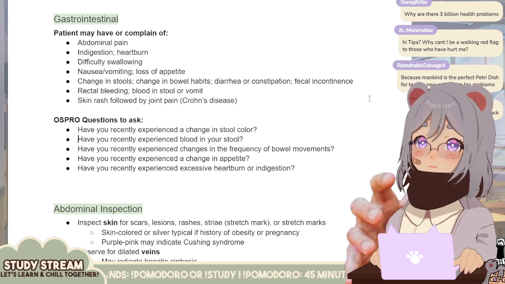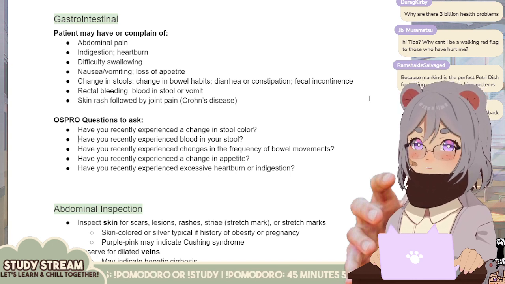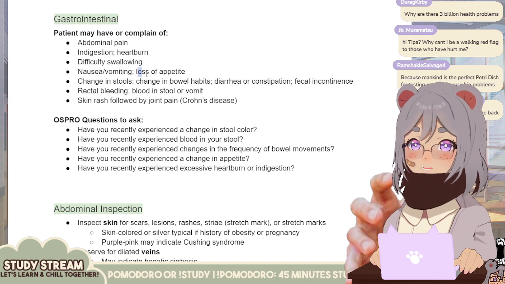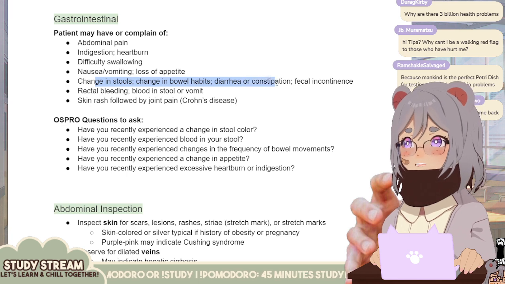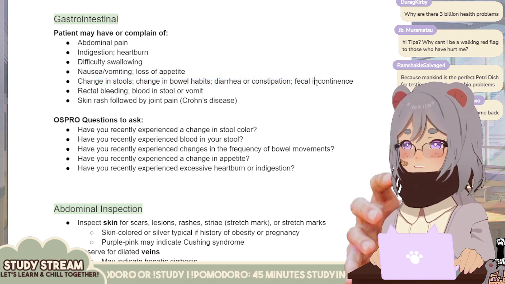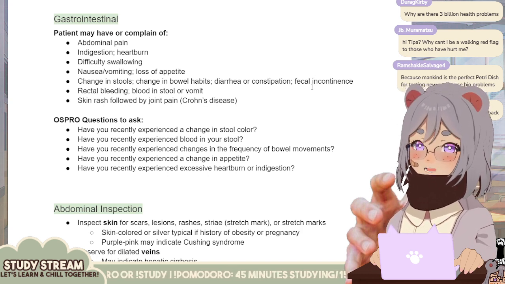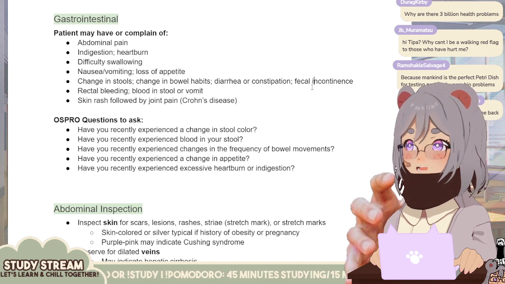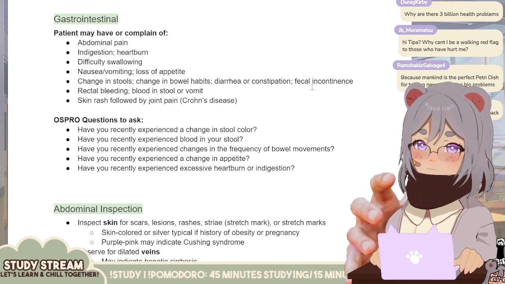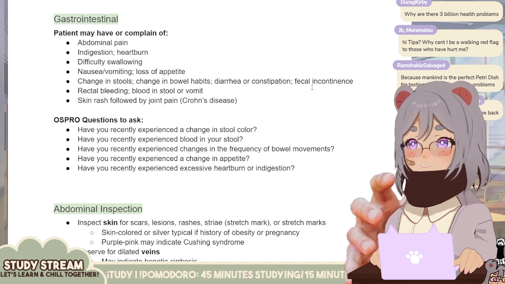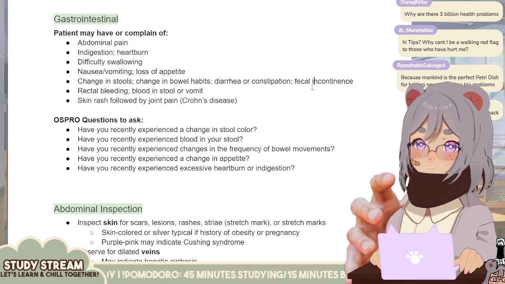So for gastrointestinal, patients may complain of abdominal pain, indigestion, heartburn, difficulty swallowing, nausea and vomiting, loss of appetite, changes in stool and bowel habits, so they may have diarrhea or constipation, or fecal incontinence. They may have rectal bleeding, so when they poop they bleed, and blood is present in their stool and or vomit. A skin rash followed by joint pain might be indicative of Crohn's disease, which is actually a pretty common disorder that I know a few unfortunate individuals to have.